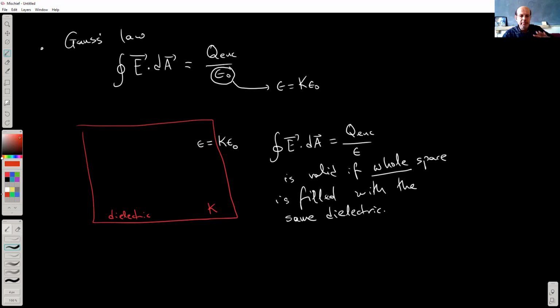So basically everything. By using this, you can deduce Coulomb's law. You can deduce the parallel plate electric field, sigma divided by epsilon, and things like that. So no problem with this. So that's okay.